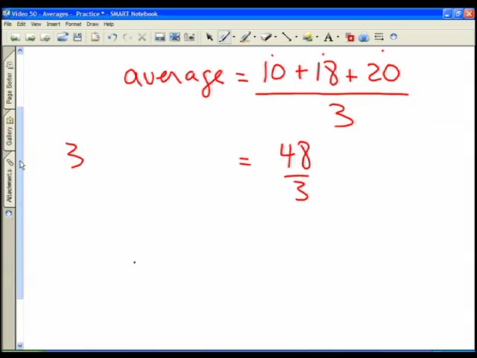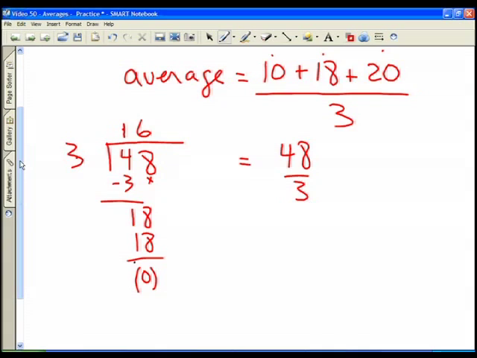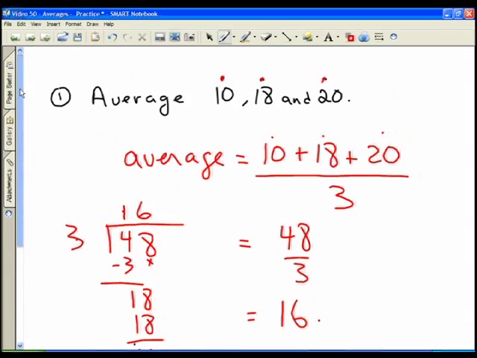Let's review one more time our long division here. 3 goes into 4 one time. 1 times 3 is 3. Subtract, a remainder of 1. Carry down the 8. And 3 goes into 18 6 times. 3 6s are 18, and we're left with 0. So 48 divided by 3 is equal to 16. So the average of these three numbers is 16.